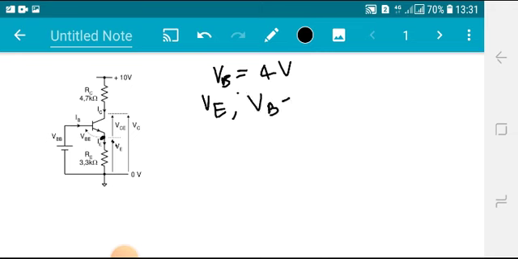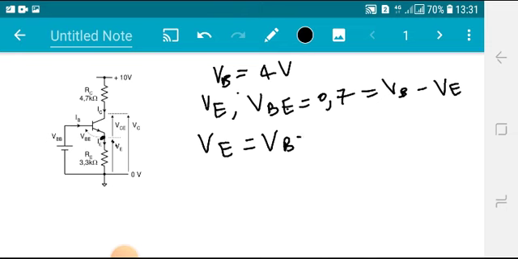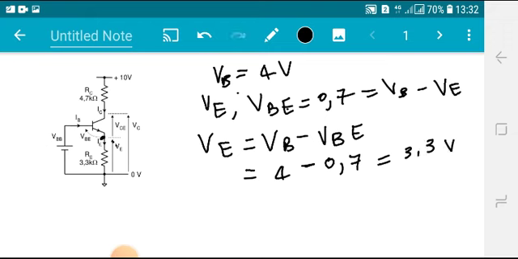I know that VBE is equal to 0.7. We also assume that VBE is equal to VB minus VE, right? And so this entails that my VE is basically VB minus VBE, which is 4 minus 0.7, which is 3.3 volts. So the voltage at this node is 3.3.